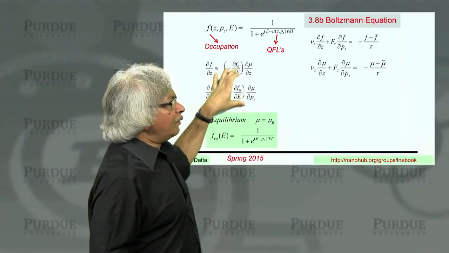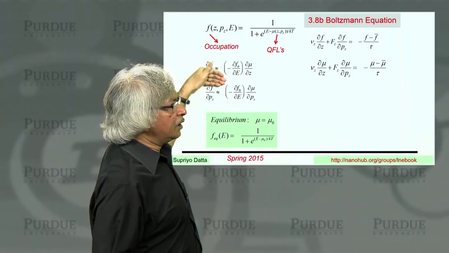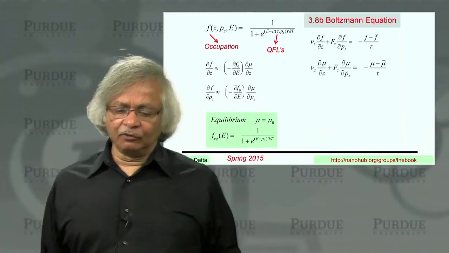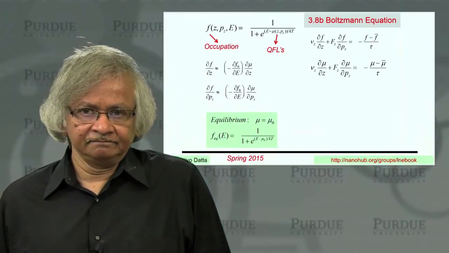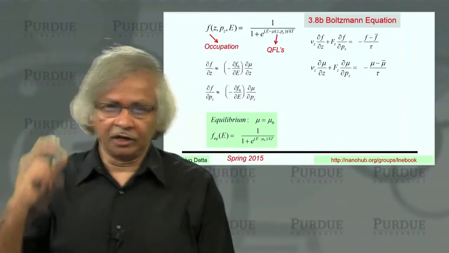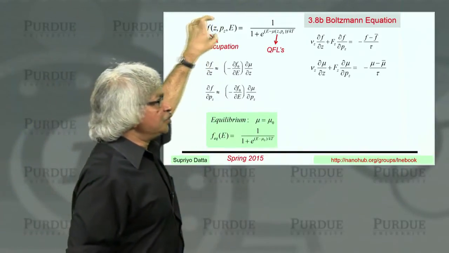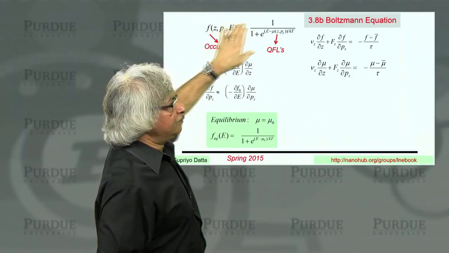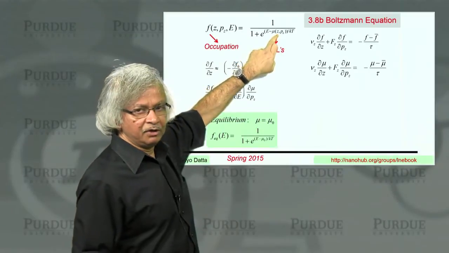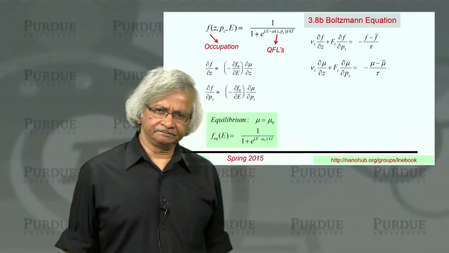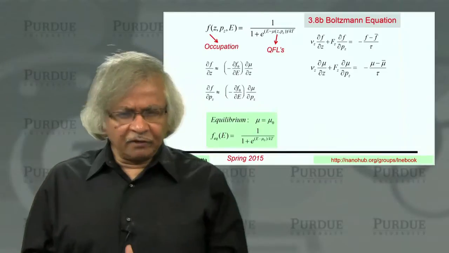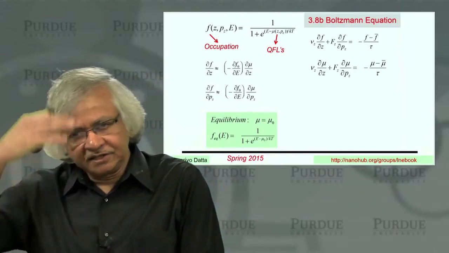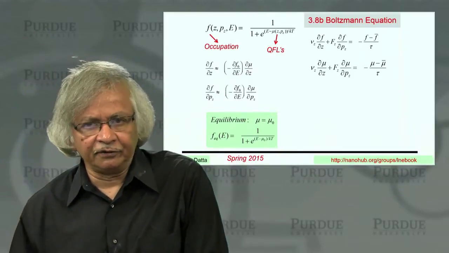Now, when does this work? Usually in devices, if the applied voltage is small compared to kT, compared to the thermal broadening, then this assumption that out of equilibrium F looks like a Fermi function with varying mu is usually a good assumption. Now, if the applied voltage is larger, then that's not necessarily true. The distribution in energy may not look like a Fermi function.